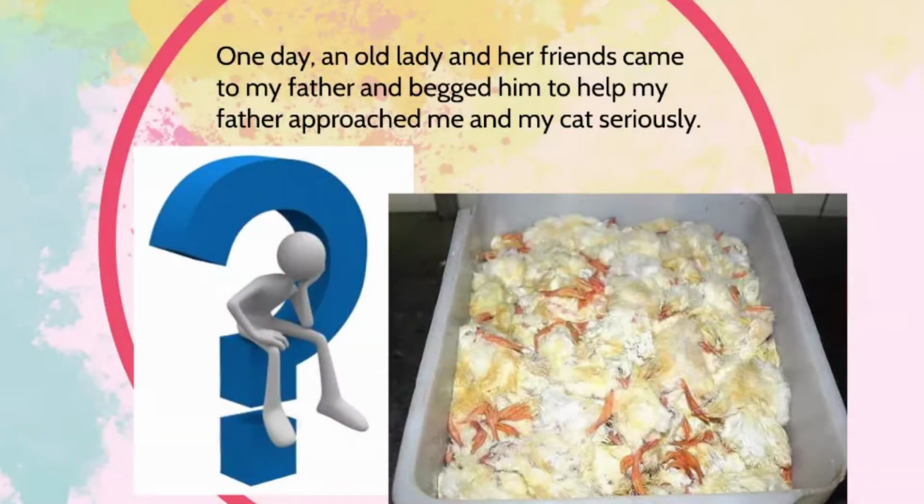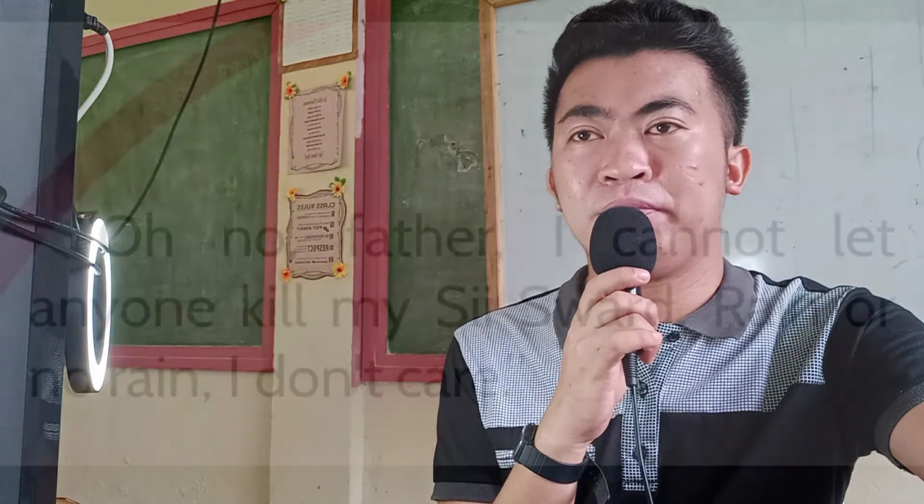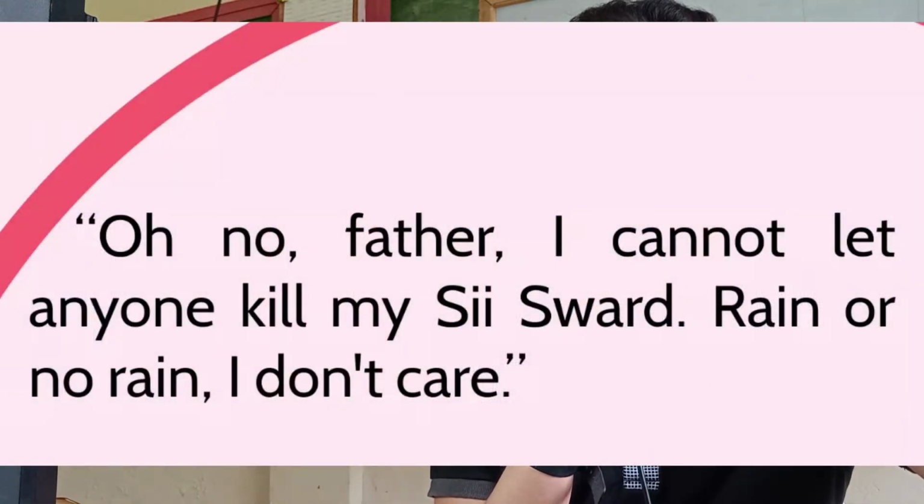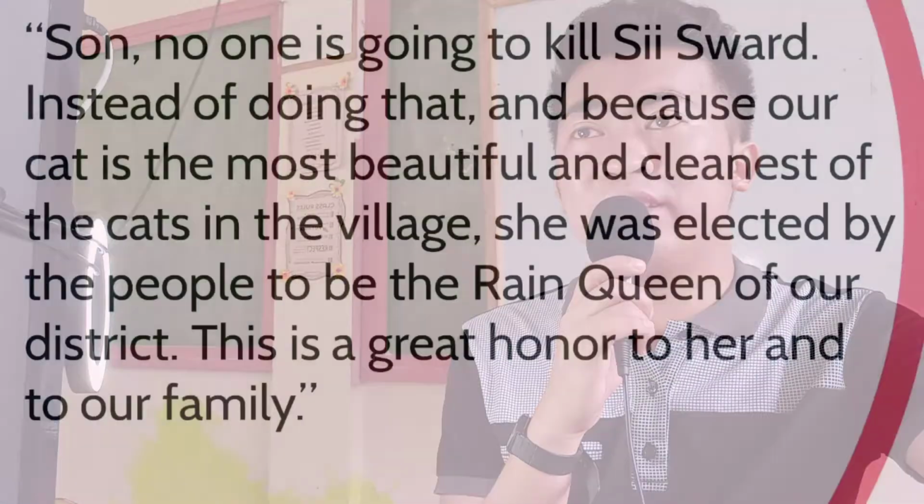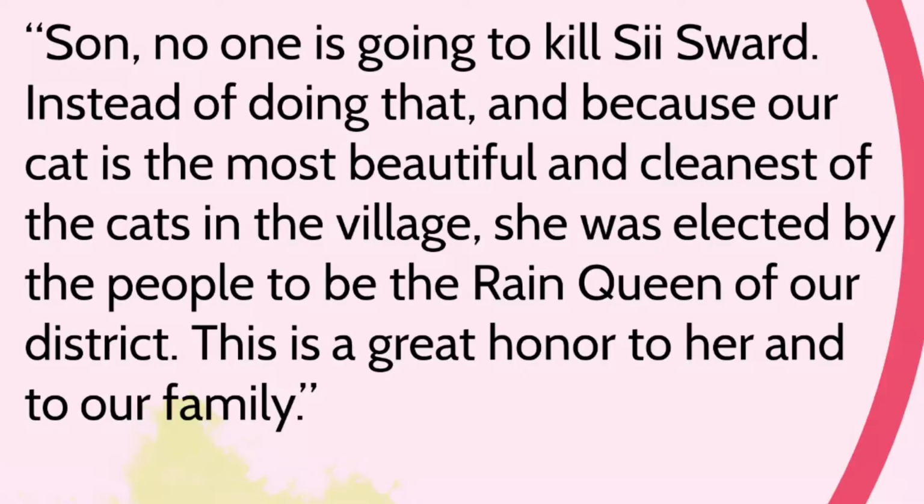"One day, an old lady and her friends came to my father and begged him to help approach me and my cat seriously." Let's see what will happen. What would they say? "Oh no, father. I cannot let anyone kill my Sii Sward. Rain or no rain, I don't care." "Son, no one is going to kill Sii Sward," his father told him. "Instead of doing that, and because our cat is the most beautiful and cleanest of the cats in the village, she was elected by the people to be the rain queen of our district. This is a great honor to her and to our family."